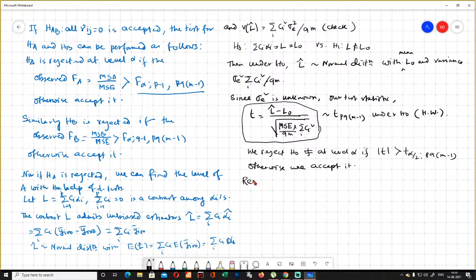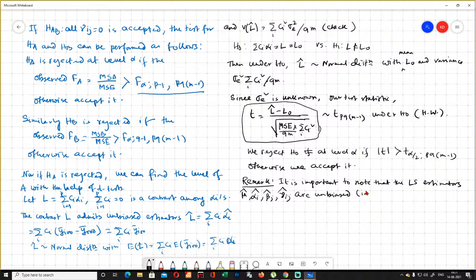Remark: it is important to note that the least square estimators mu hat, alpha i hat, beta j hat, gamma ij hat are unbiased, and in fact best, because using the Gauss-Markov theorem we can say that these are the best unbiased estimators of mu, alpha i, beta j, gamma ij respectively.